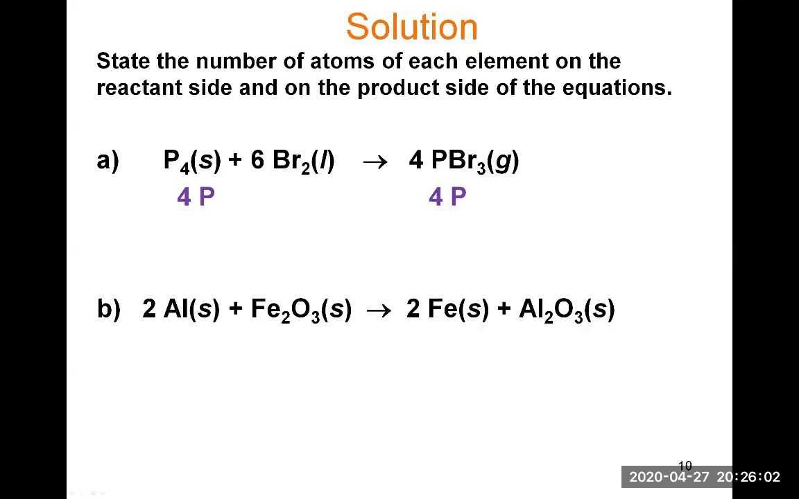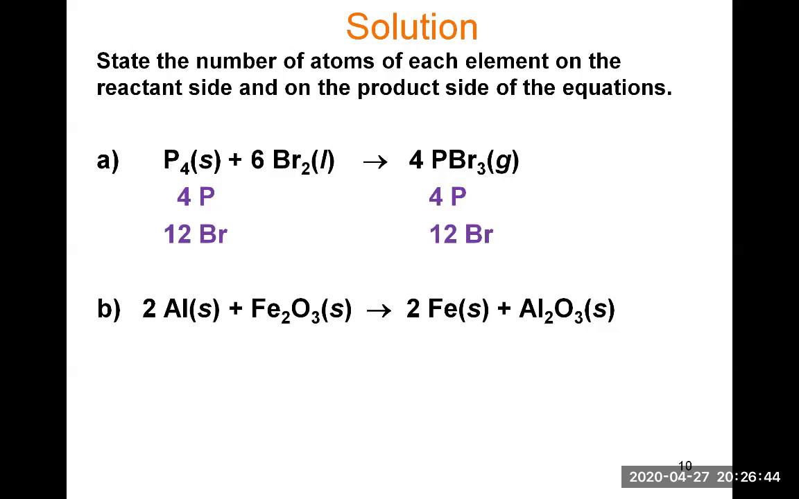Then you want to count on the right. On the right, you have 4 molecules of PBr3, but each molecule of PBr3 has only 1 P. So you do 4 times 1, the subscript 1 that is implied after the P, and that's 4 P on the right side. Let's count the bromine. On the left side, we have 6 molecules of Br2, so it's 6 molecules that contain 2 bromine each. You do 6 times 2, and that's 12 bromine on the left side.